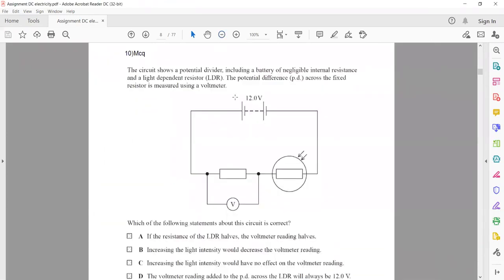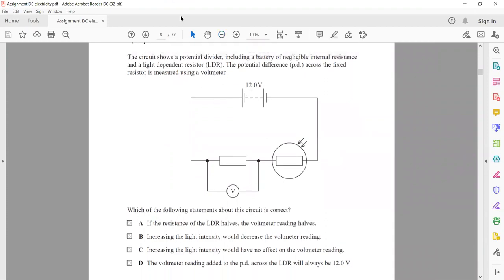In question 10, the circuit shown is a potential divider including a battery of negligible resistance, a light-dependent resistor or LDR, and a potential difference across it measured using a voltmeter. Which of the following statements about the circuit is correct? If the resistance of the LDR is halved, the voltmeter reading will be halved. That's not true. Why? Because they are in series, if both have the same resistance, then the voltage divides equally. But if this resistance is halved, the voltage will always divide in ratio, so that's not the correct statement.